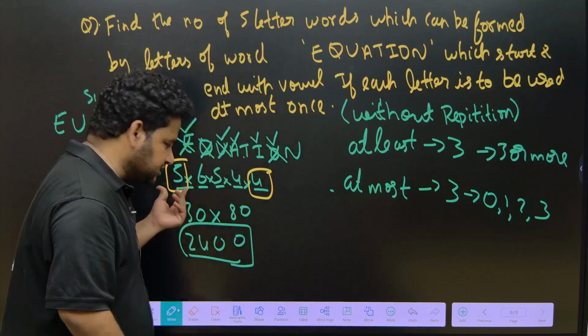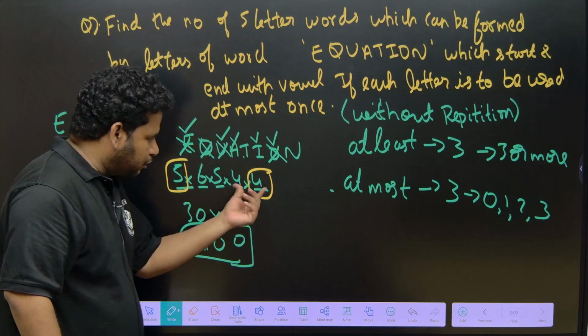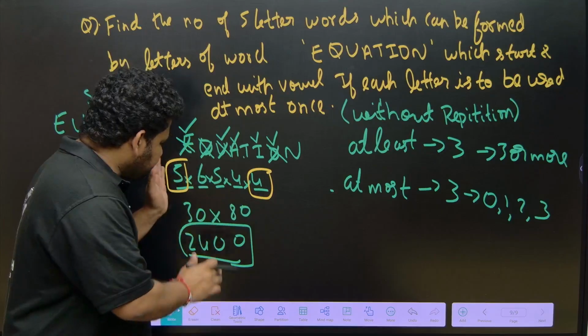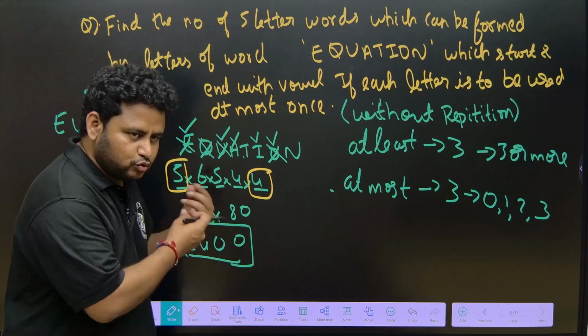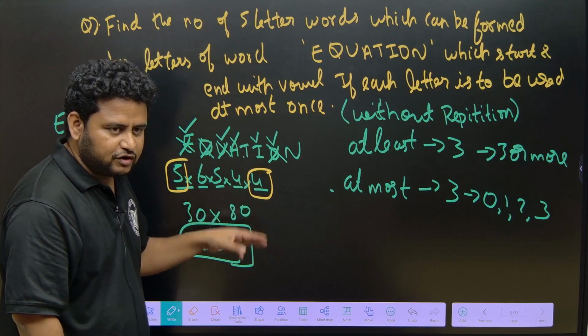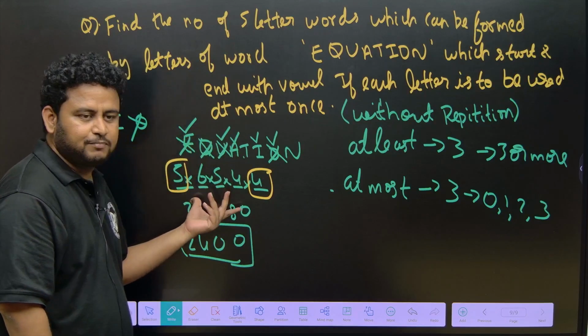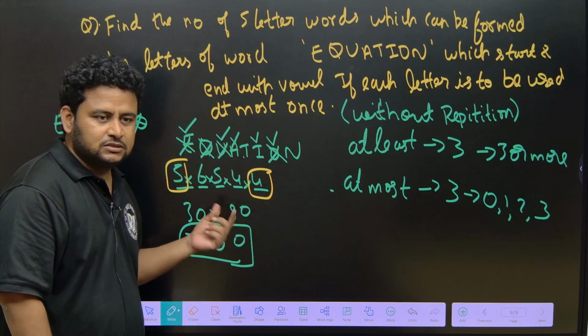So the start with a vowel is this one. Out of 5, any one can come. Out of the remaining 4, any can come. So out of 5 vowels, 2 are fixed. Remaining 3 vowels are there. Out of the remaining 3, they can come here also, not a problem. So out of 8 letters, 2 letters are gone.